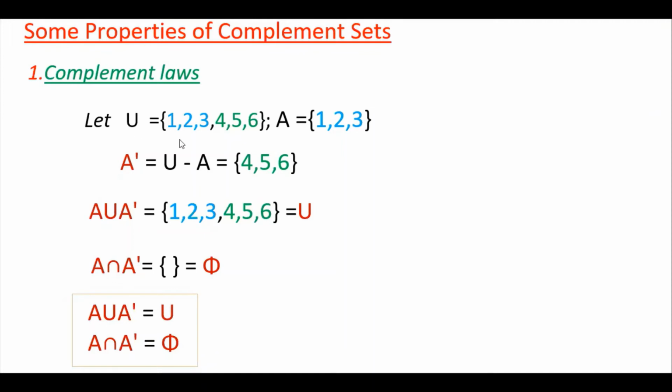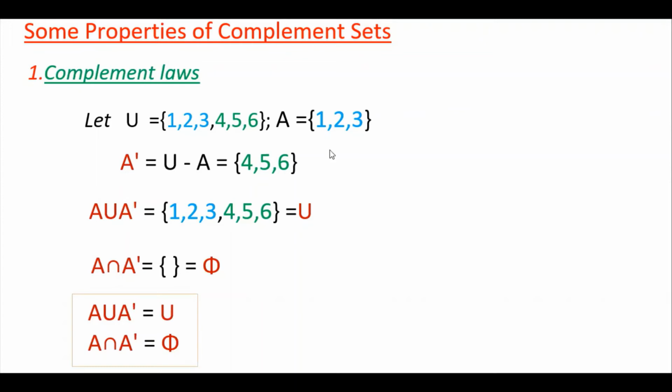And if you take the union of the set A and the complement of set A, that is equal to, you have to write all the elements of A and all the elements of the complement of set A. Those are 4, 5, 6. So 1, 2, 3, 4, 5, 6. If you see here, 1, 2, 3, 4, 5, 6 are nothing but the universal set elements. So that is equal to U. Therefore, the union of A and the complement of set A is equal to the universal set.